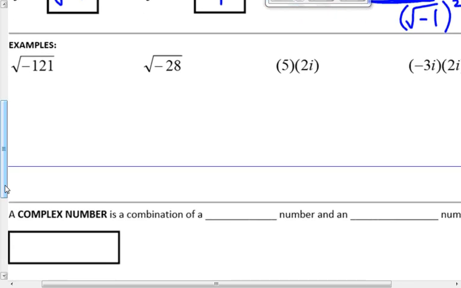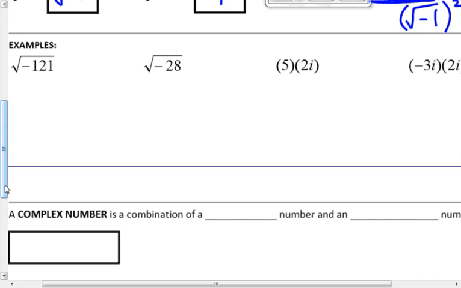So you're just going to see how this fits in with what we've been talking about. Let's go into our first example, the square root of negative 121. We talked about two different ways of simplifying radicals. One was split the radical, where we split it into two separate things. The other one was prime factorization.